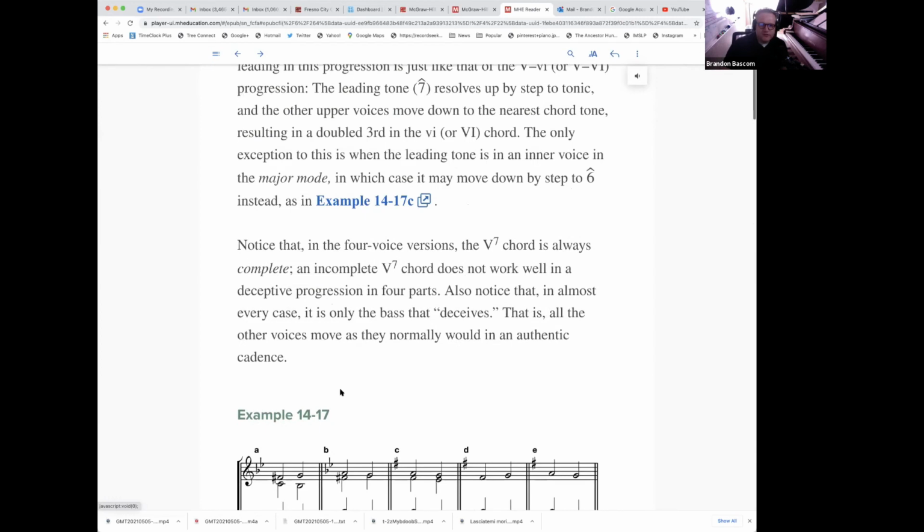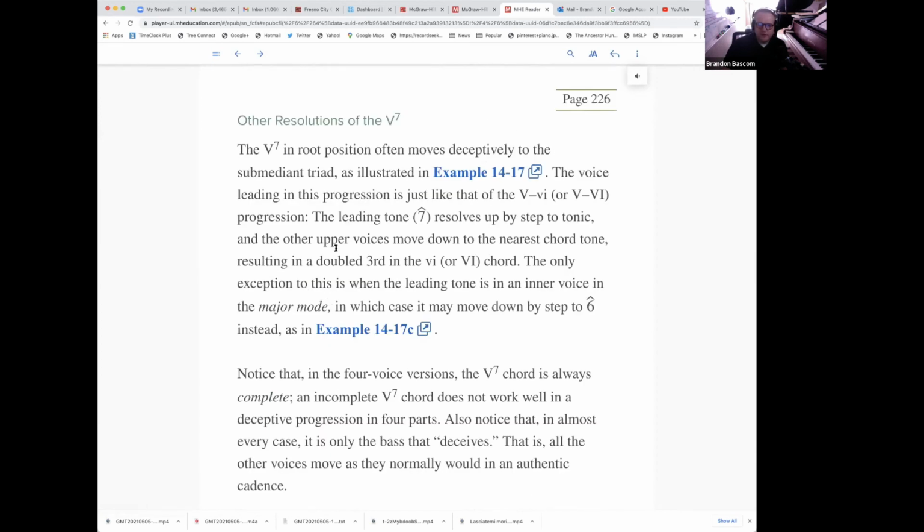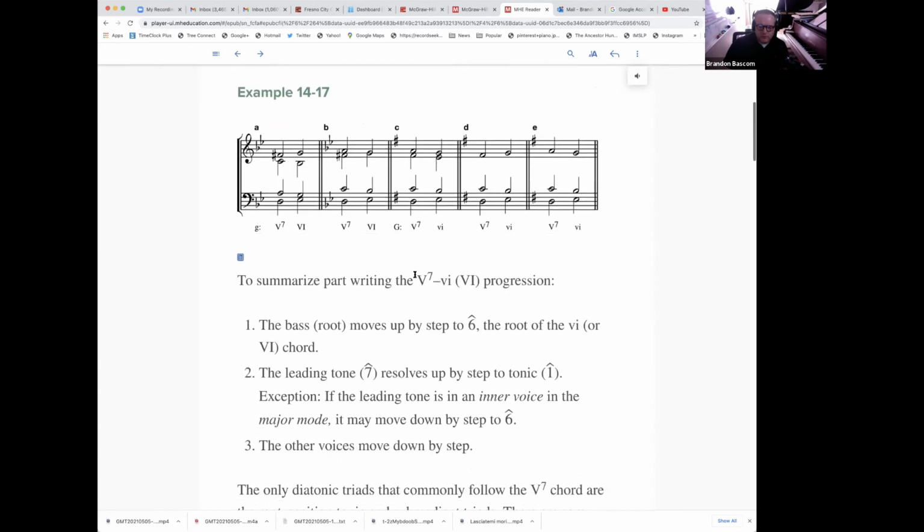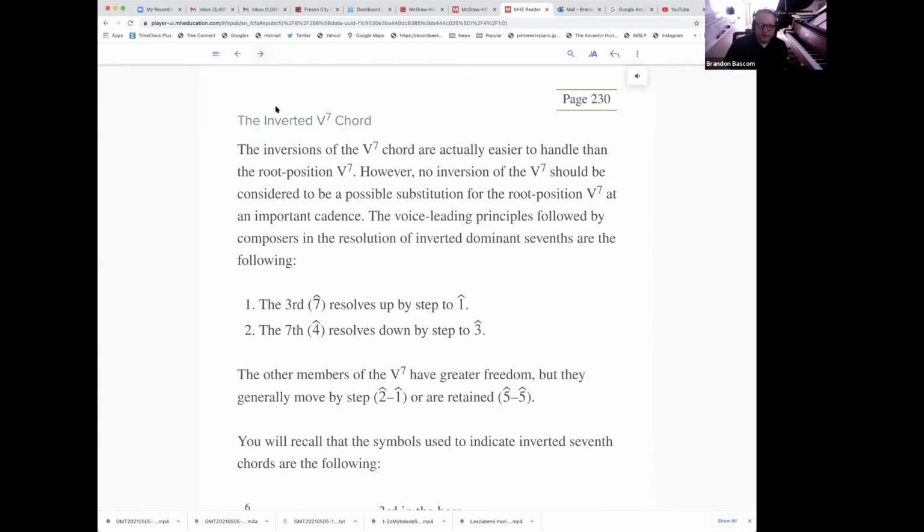Other resolutions of the dominant seventh. You can go to a 6th chord, just like you could with the triad, right? Deceptive cadence. But now you have a dominant seventh. It's deceiving. Good stuff to know, but not on your test.